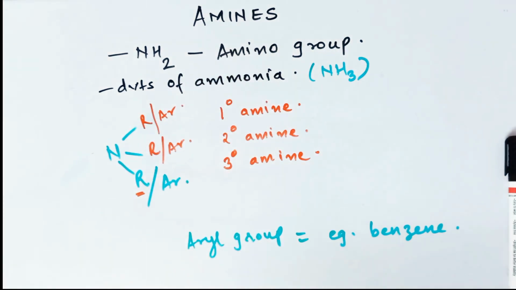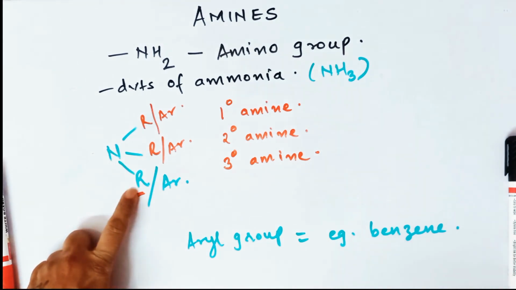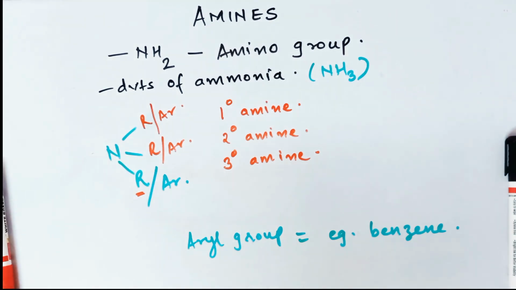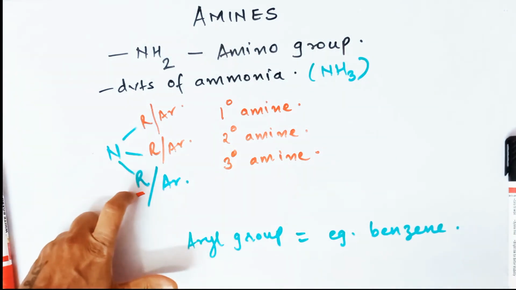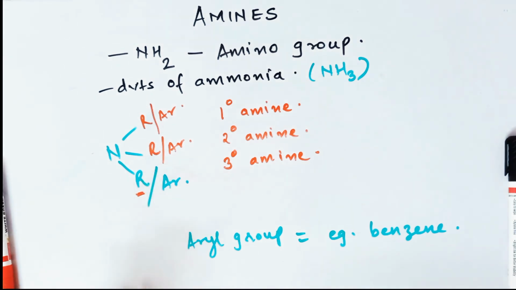So this was the first classification of amines into primary, secondary and tertiary, depending upon how many carbon atoms are attached to nitrogen atom. If you have 1 carbon atom, then that's called as a primary amine. If you have 2 carbon atoms attached, that's called a secondary amine, and if you have 3 carbon atoms attached, then it's called a tertiary amine. So this was the simple classification of amines.